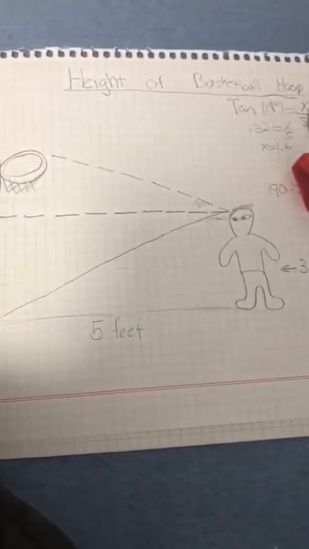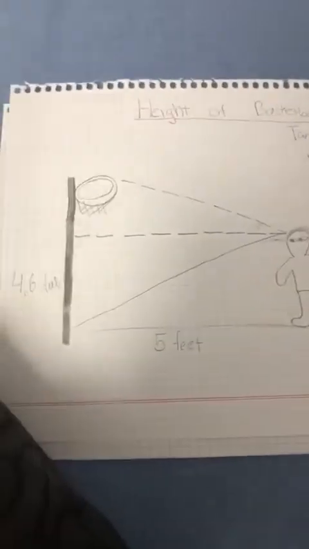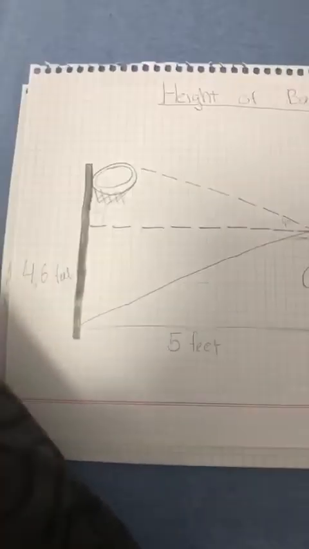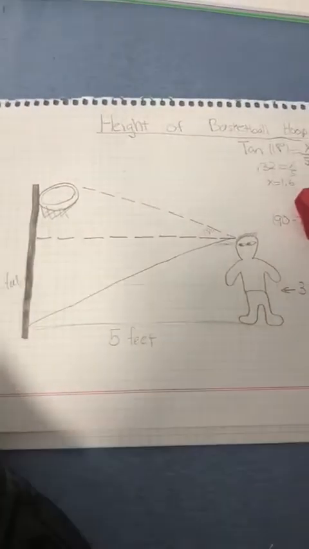For today's lesson, I needed to choose two objects to guess their height. So for this basketball hoop, I guess it would be 5 feet. I was wrong, it was 4.6 feet, and now I'm going to show you how I got that.